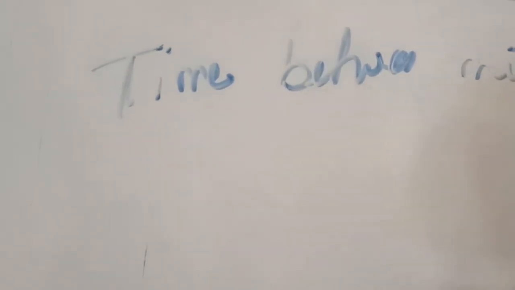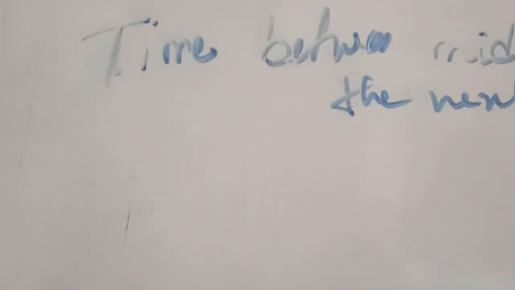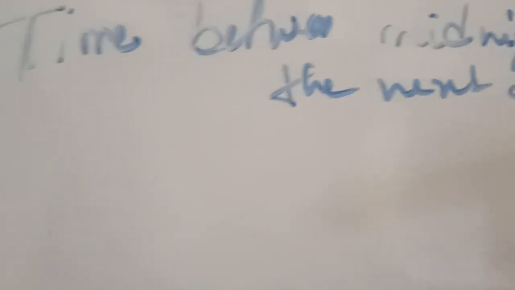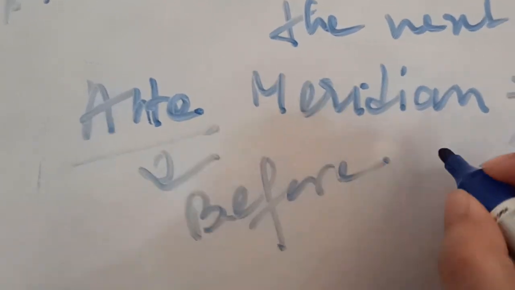The reason is that the time between midnight to the noon of the next day is generally regarded as anti-meridian or is called as AM. The full form of AM is anti-meridian, means before the noon time.